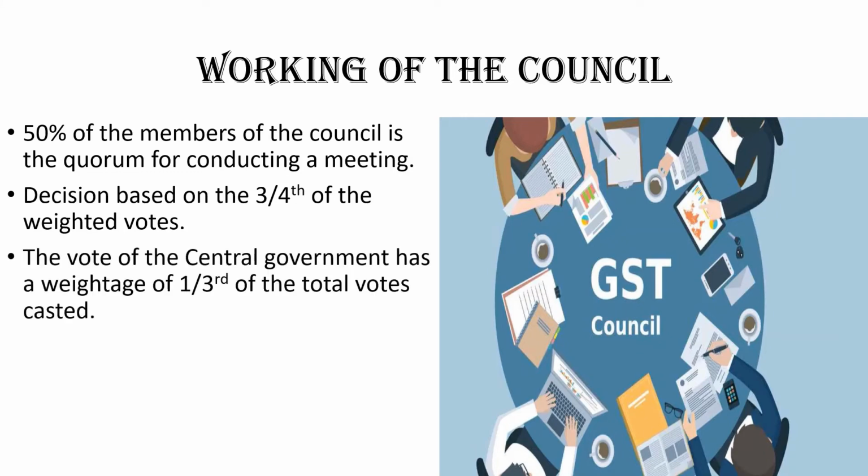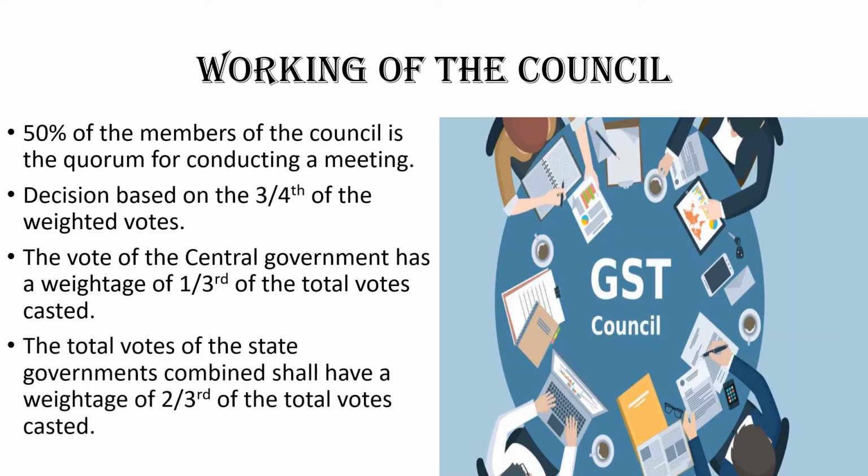The decision is taken in accordance with the following principle. The vote of the central government shall have a weightage of 1/3 of the total votes cast in that meeting. The votes of all the state governments combined shall have a weightage of 2/3 of the total votes cast in that meeting.